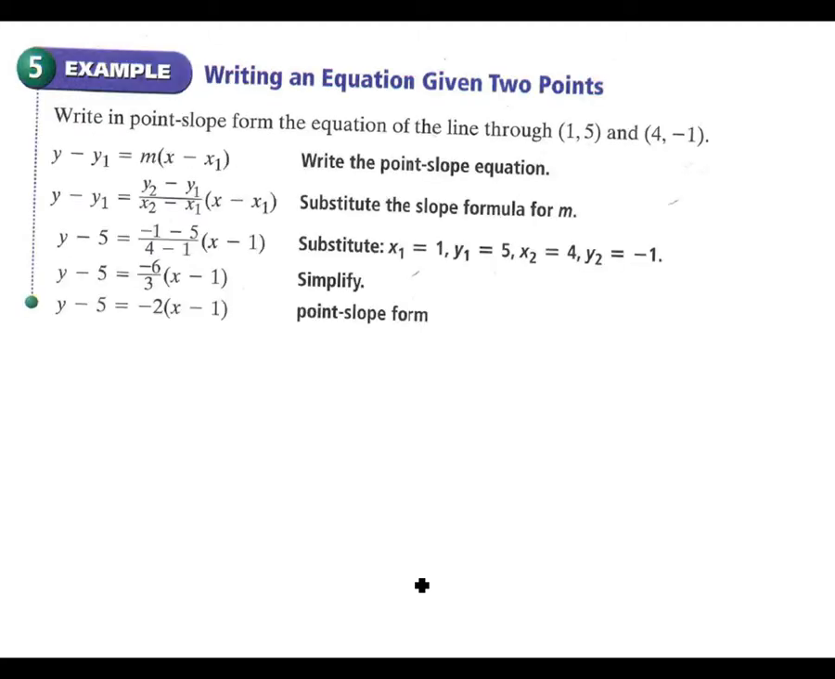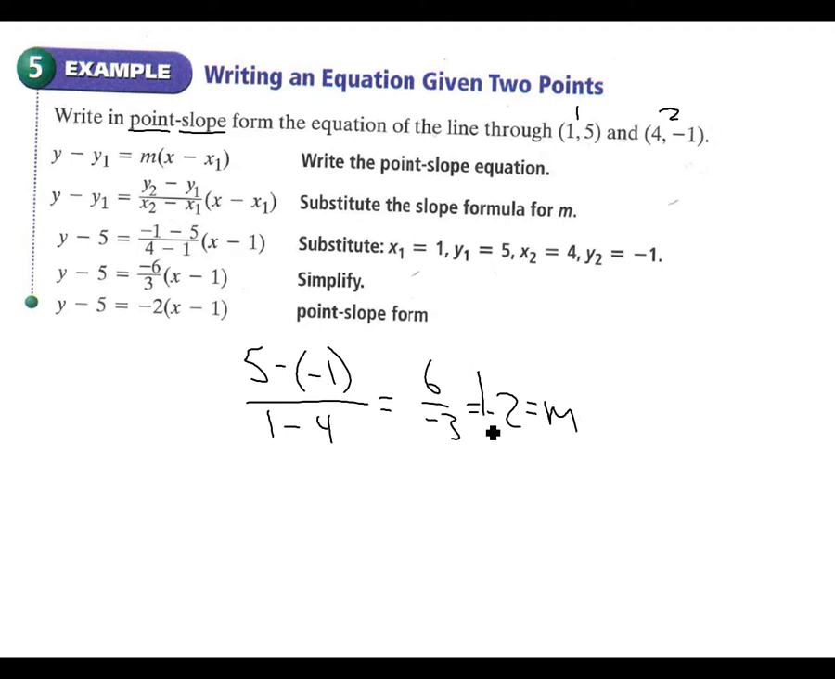All right, example 5. If I'm given 2 points and I want to do point slope, the first thing I need, because I have a point, in fact I have 2 points, I need the slope. So first thing we'll do, we'll find the slope. 5 minus negative 1 over 1 minus 4 equals 6 over negative 3 equals negative 2, and that's our m.